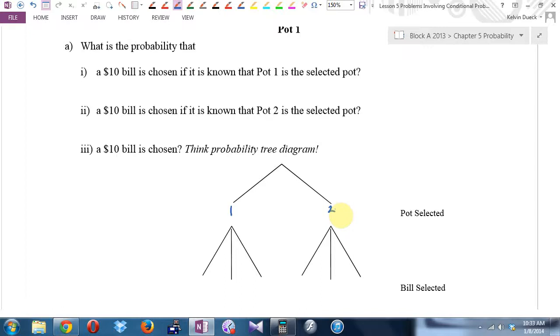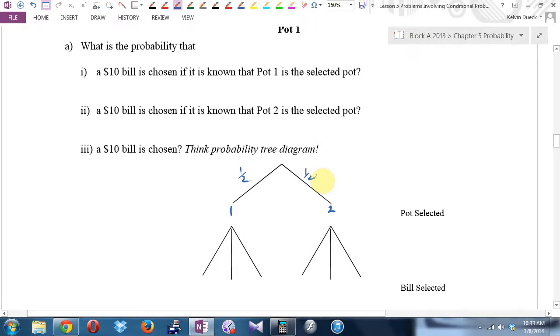What's the probability of getting pot one? Does it give me any kind of a, like, pick a card or roll a dice or anything? No? So what's the probability of picking pot one and pot two? What's going to go on these two branches here? Half and half, yep. By the way, this is called a weighted probability tree. You're drawing a tree and you're weighting the branches with different fractions.